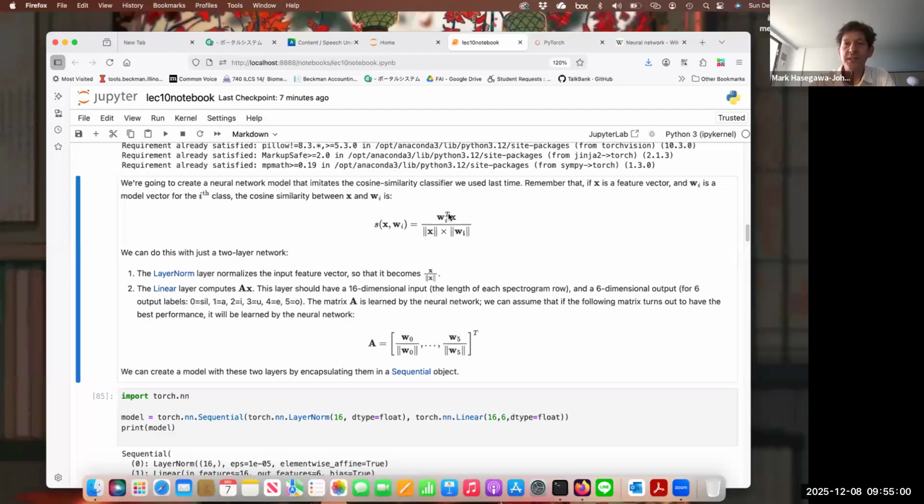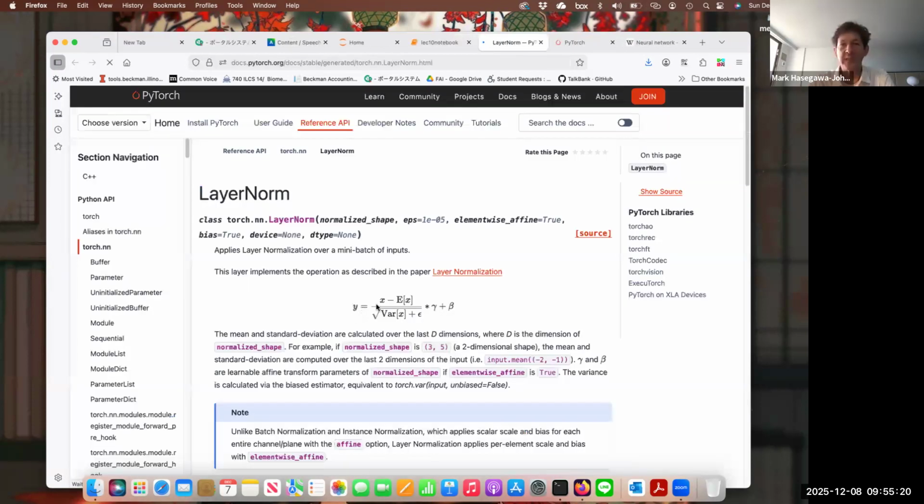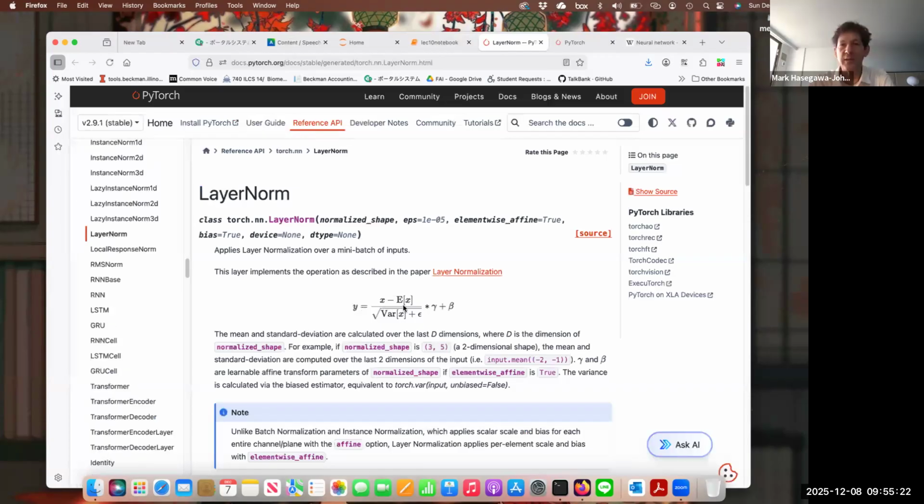First of all, the layer norm layer takes the input vector x and divides it by its own length, so that x over the norm of x is a unit length vector now. So that's what a layer norm does. A layer norm is listed here. It's a normalization that computes an output which is equal to the input minus its expected value divided by the square root of its variance. So the result is something that has an expected root mean squared value of 1. So that's the layer norm layer.